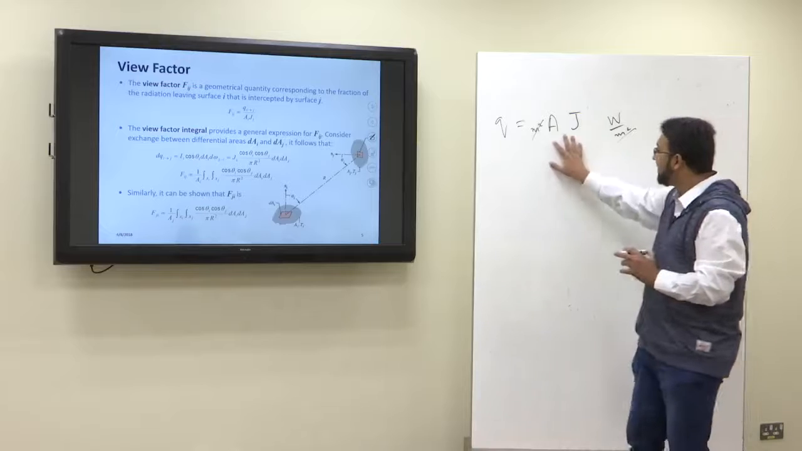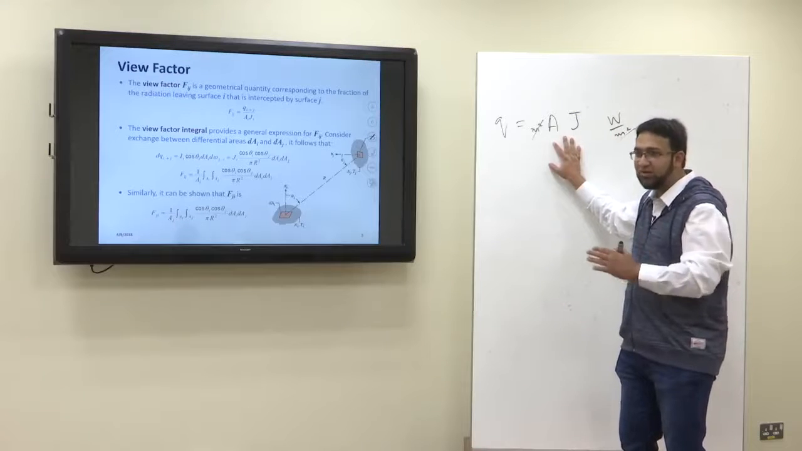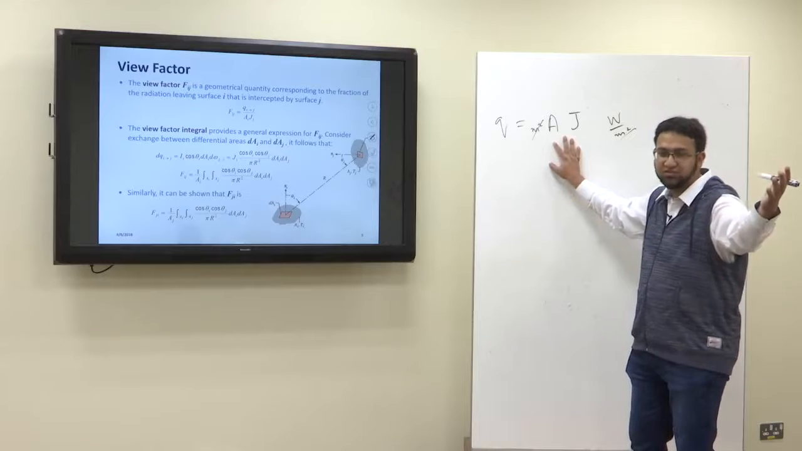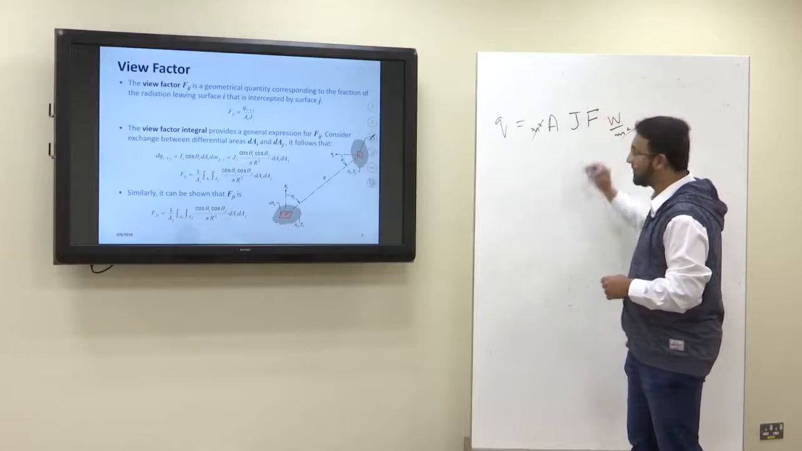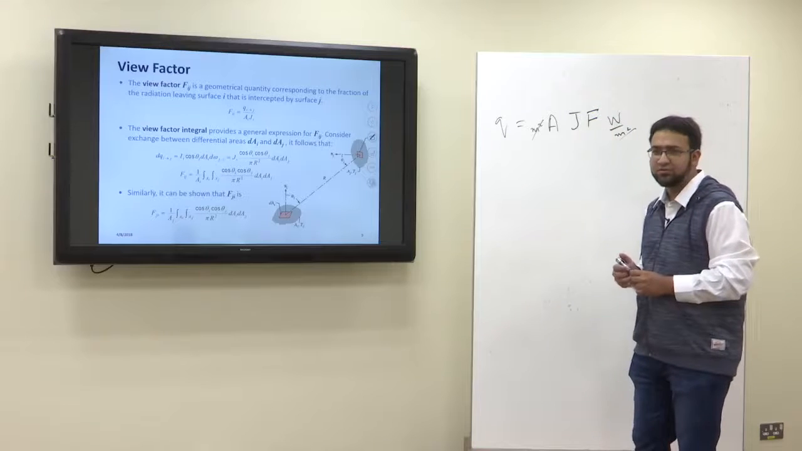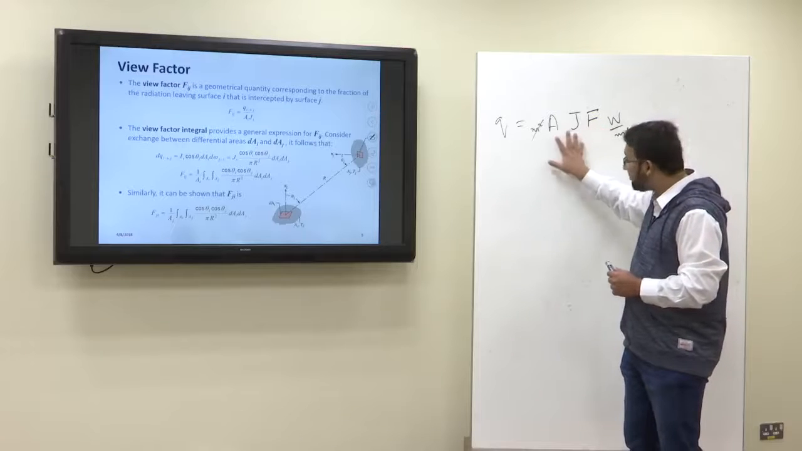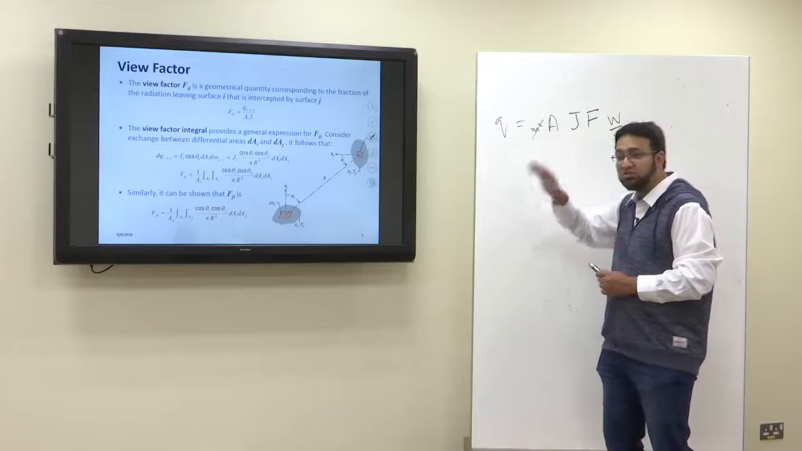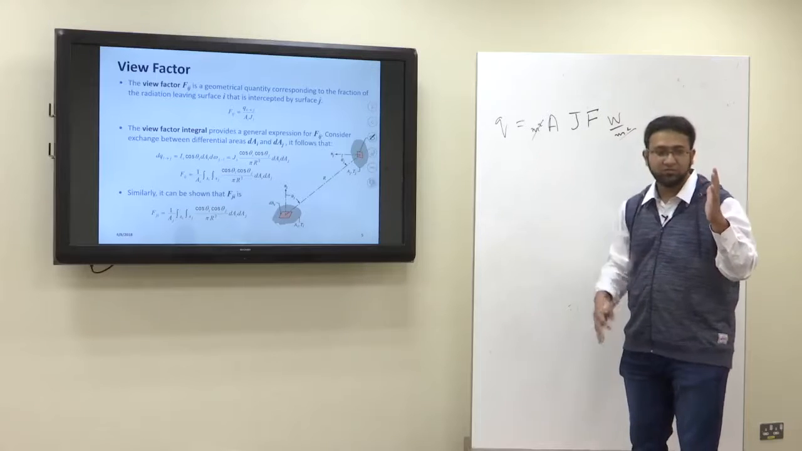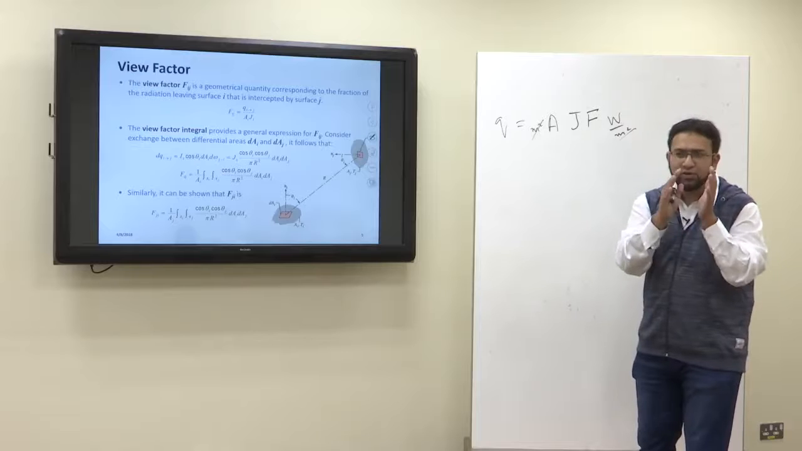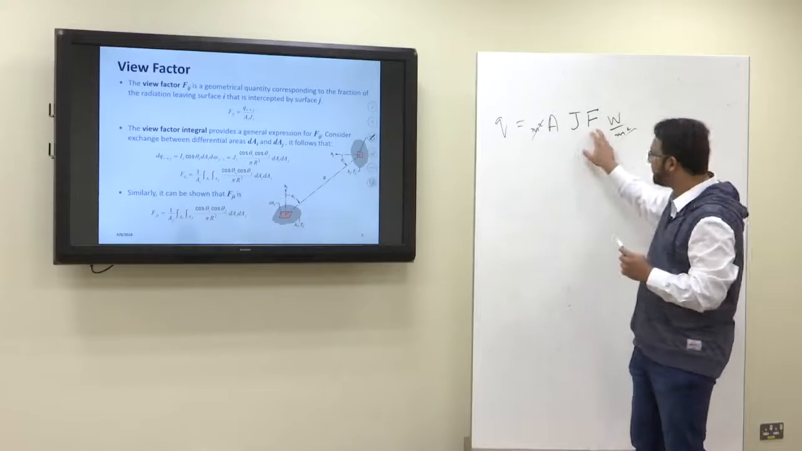Because this is the amount of energy emitted by a surface, but it does not mean that all of it reaches the other surface. So we have to introduce a factor F. That's a view factor. It's kind of a percentage. Does all of this emitted radiation reach the other surface? So I have one surface A, other surface B. The amount of energy radiated from A, what percentage of it reaches B? So that's the view factor.